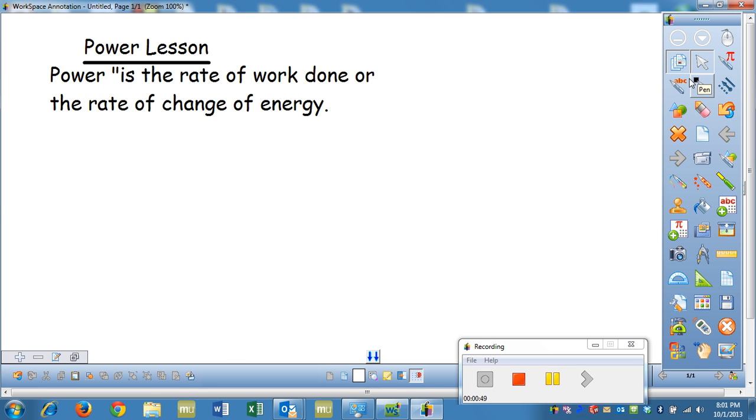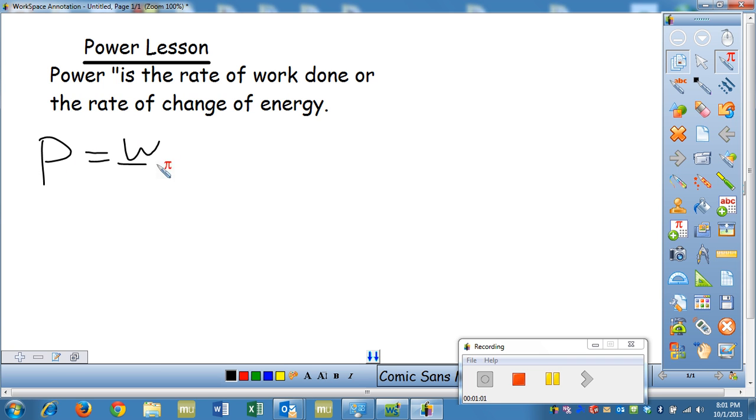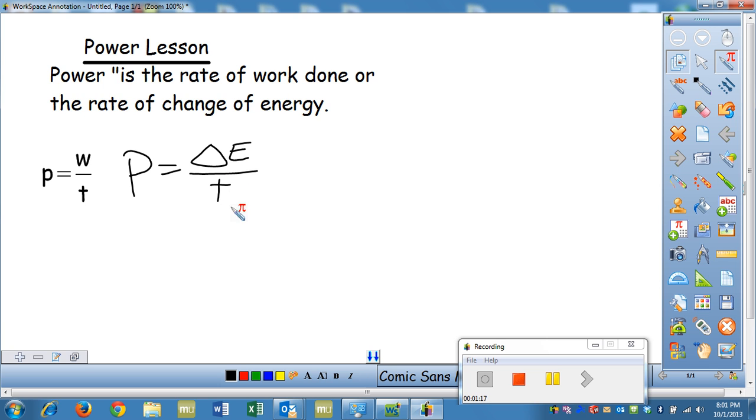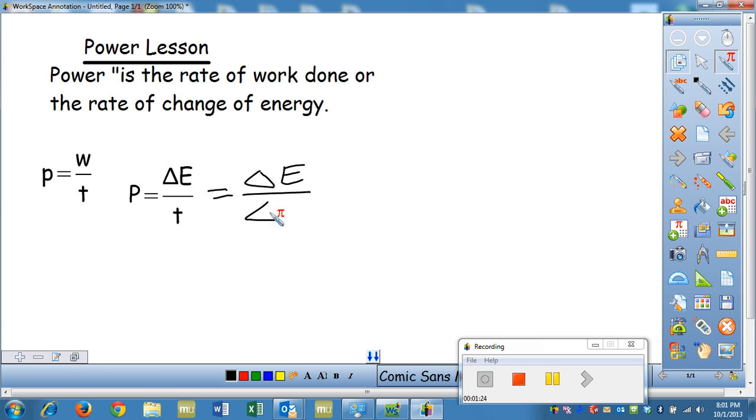What I mean by that is that power is equal to work over time. Or the other way to say it is that power equals the change in energy over the time passed. Sometimes we might call it delta E over delta T. Same idea.